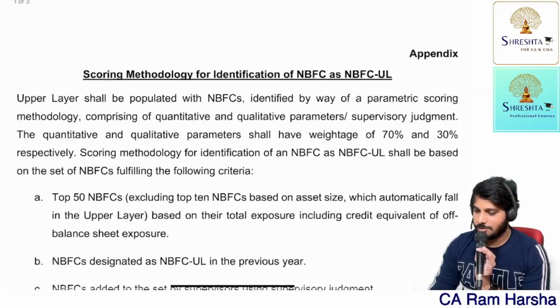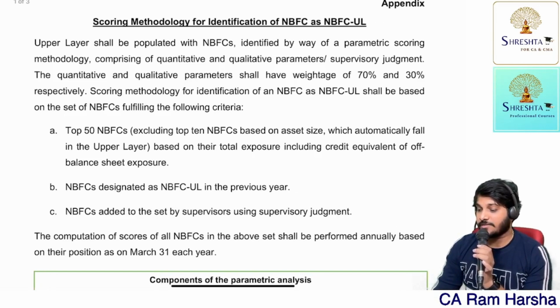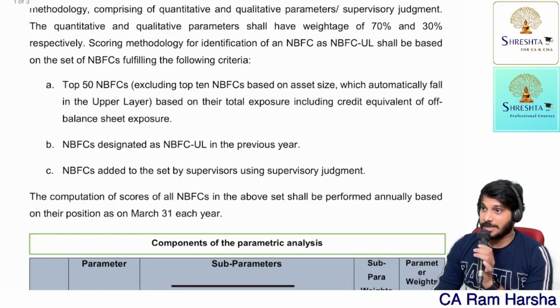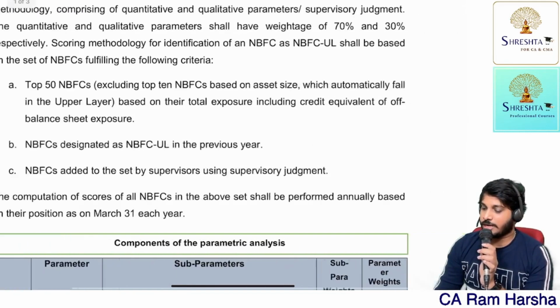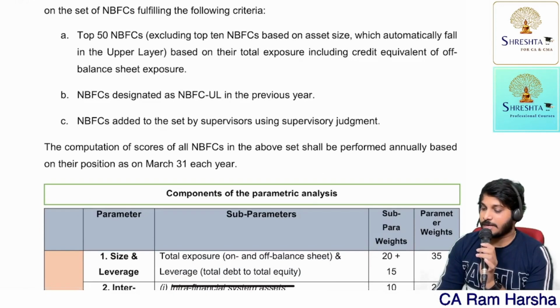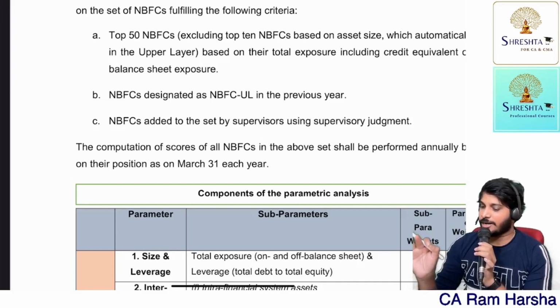You see here, the upper layer shall be populated with NBFCs identified by way of a parametric scoring methodology comprising qualitative and quantitative parameters and supervisory judgment. The quantitative parameters shall have a weight of 70% and 30% respectively. Scoring methodology for identification: top 50 NBFCs excluding the top 10, as the top 10 are straight away upper layer, based on their total exposure, including credit equivalent of off balance sheet exposure. That is one criterion. An NBFC designated as upper layer in the previous year is an upper layer NBFC. An NBFC is added to the set by the supervisor using supervisory judgment. Probably RBI will appoint some supervisor according to these three.